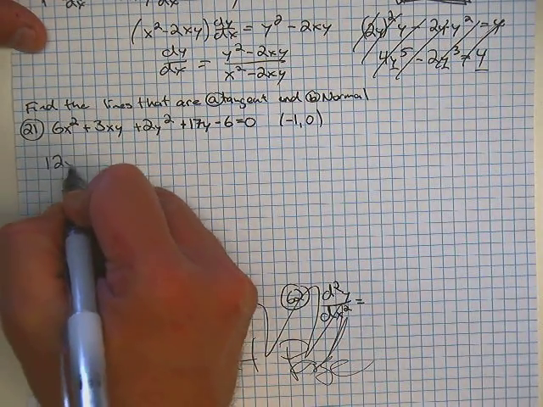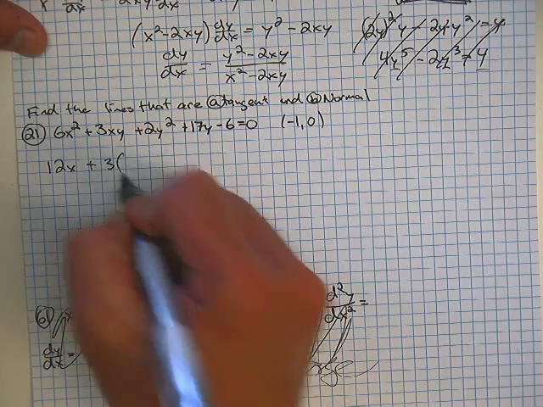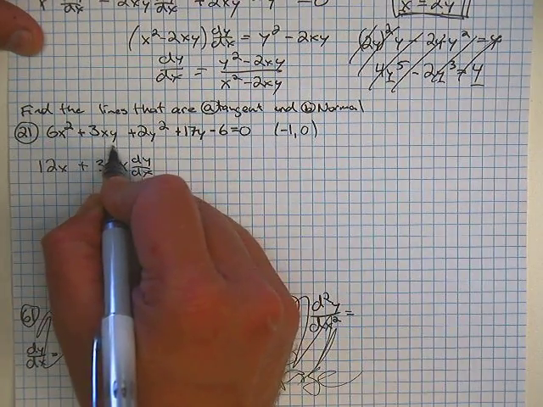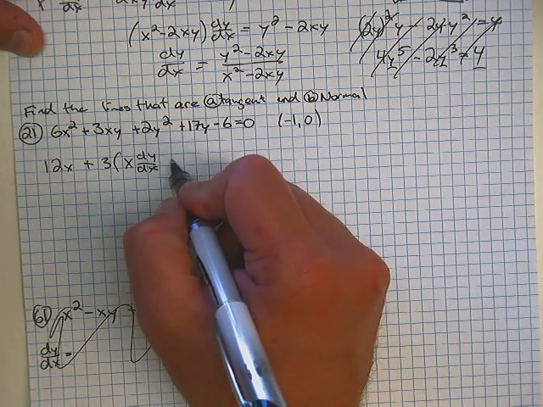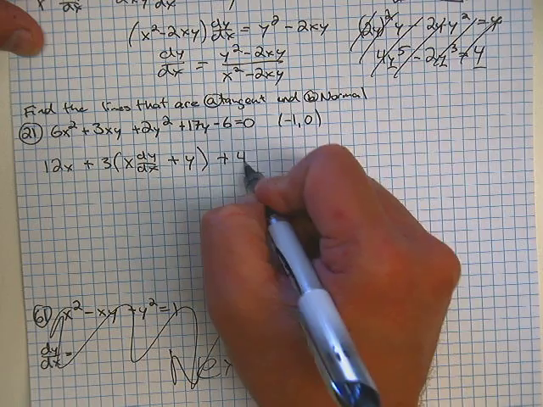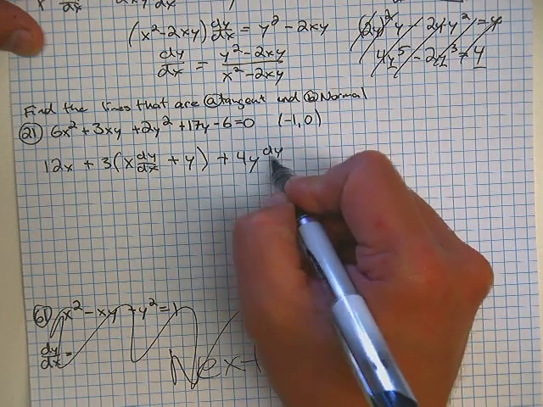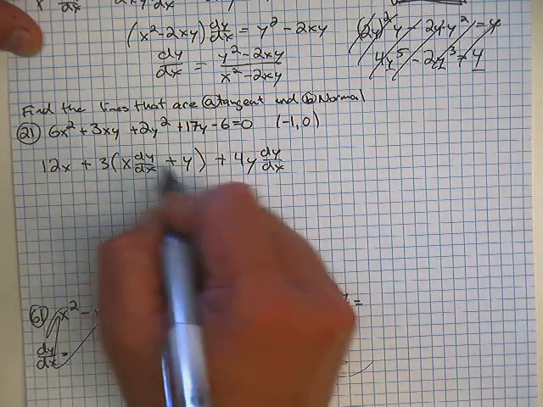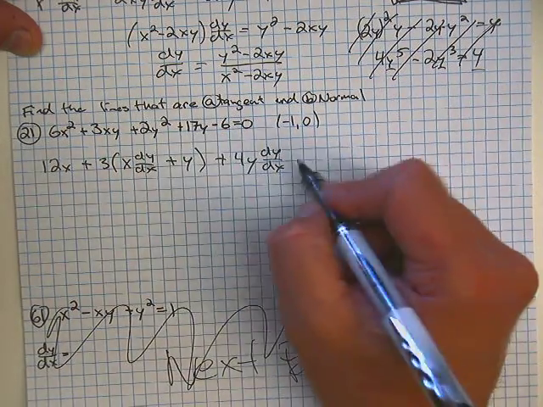We get 12x plus 3 times x dy/dx. We're taking the derivative of that y, which is 1, dy/dx, plus y times the derivative of x, which is 1, plus 4y dy/dx. Everybody forgets that dy/dx because they're so excited they remembered the product rule, and they forget to do it there.